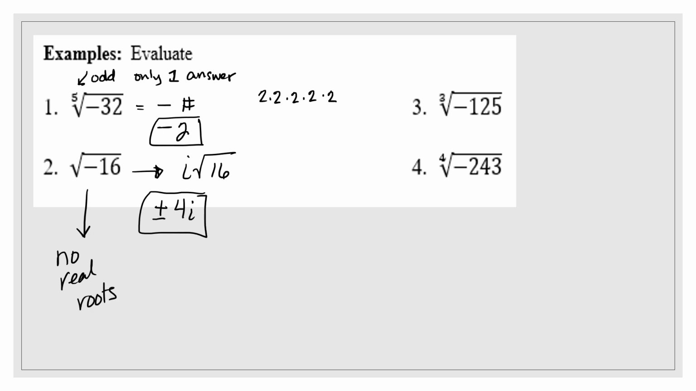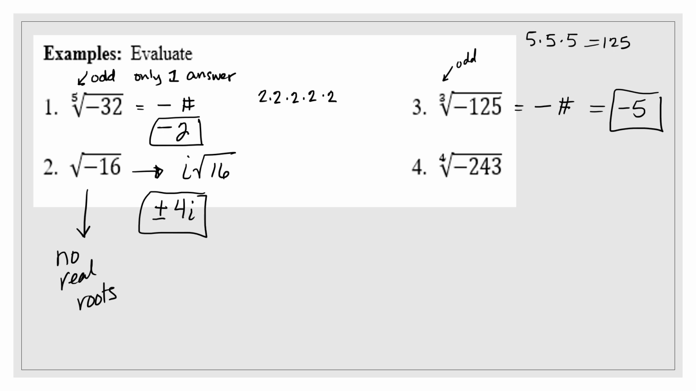Example 3, the cubed root of negative 125. So negative 125, let's try 5s because it's divisible by 5. 5 times 5 is 25, and 25 times 5, so yeah, that does equal 125. Cool. But I have an odd root, and if I have an odd root, then I'm only going to have one answer, and it should take the sign of whatever's underneath, so I should have a negative value. So in this case, the cubed root of negative 125 actually is negative 5.